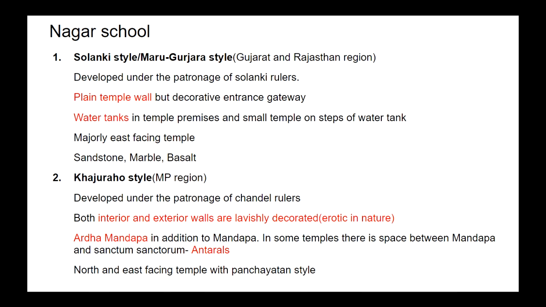Nagar school temple architecture. The first one is Solanki style, also known as Maru Gurjara style, developed in Gujarat and Rajasthan region. It was developed under the patronage of Solanki rulers. And here we found the temple walls were plain, but entrance gateways were decorative. Water tanks in temple premises and small temples on steps of water tank.